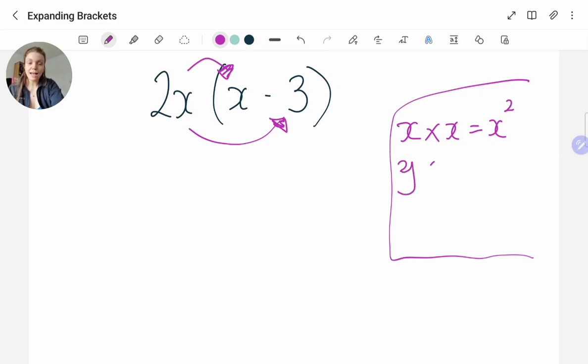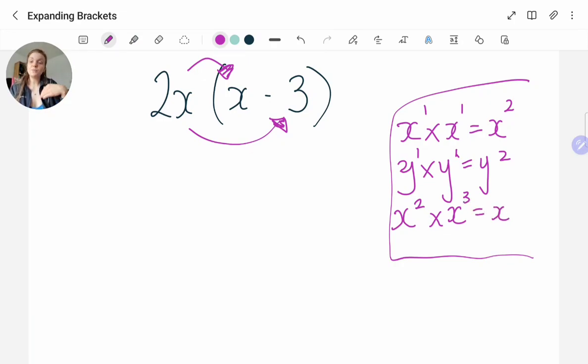If I had y times y, that would give me y squared. It comes down to the rules of indices where these are all to the power of 1, and when we're multiplying indices, we add them. So 1 and 1 is 2. If you tried x squared times x to the 3, it's a wee bit harder. We said that when we're multiplying terms, we add our indices, so 3 plus 2 is 5.